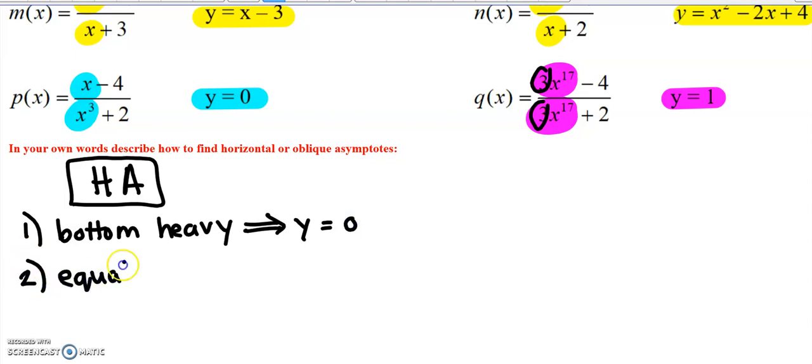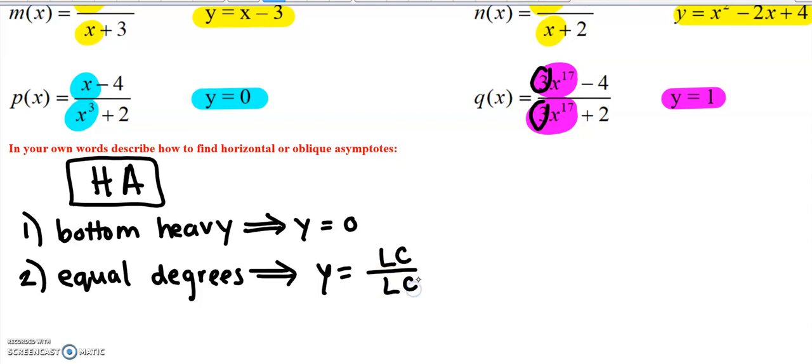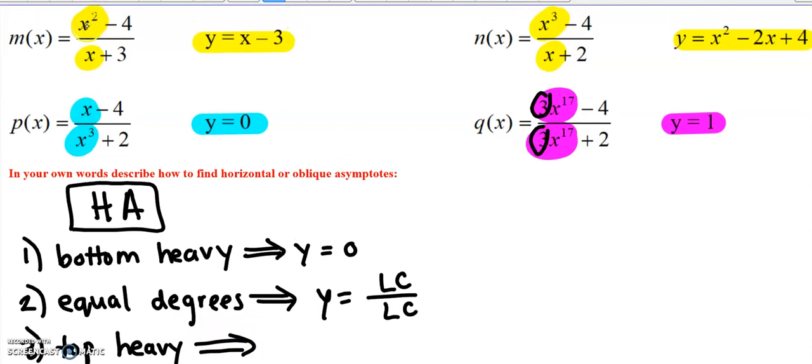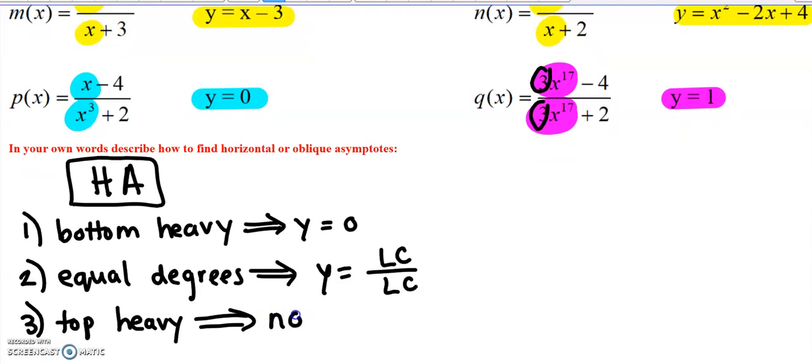Let's say we have equal degrees, such as here. Well, then it's going to be equal to the quotient of the leading coefficients. The leading coefficients here were 3 divided by 3. Let's say it was top heavy, such as this case here. The degree of the numerator was greater than the degree of the denominator. So it doesn't have a horizontal asymptote. That's important to note. It could potentially have an oblique asymptote then.